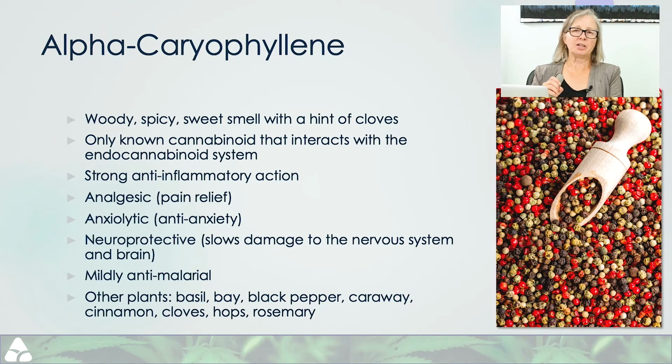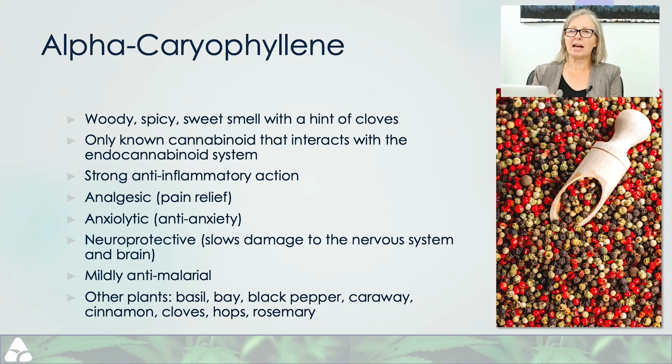And so it can be used in places like people with concussions, those kinds of things where there might be some damage to the brain. Caryophyllene might be quite helpful in those areas. Mildly anti-malarial. Now in Canada, we don't really need to worry about malaria too much, but there are parts of the world where malaria is a big issue. And so caryophyllene can help with that as well.